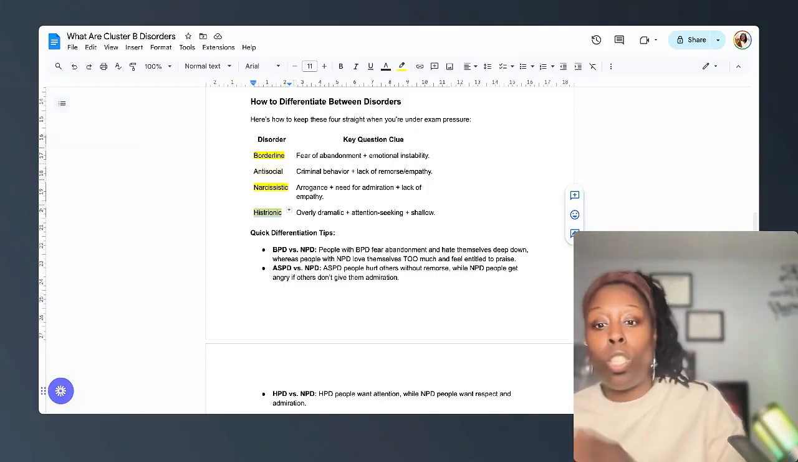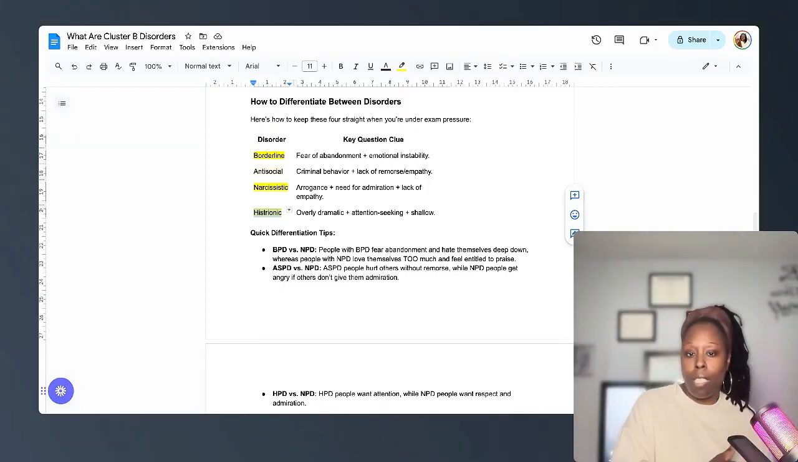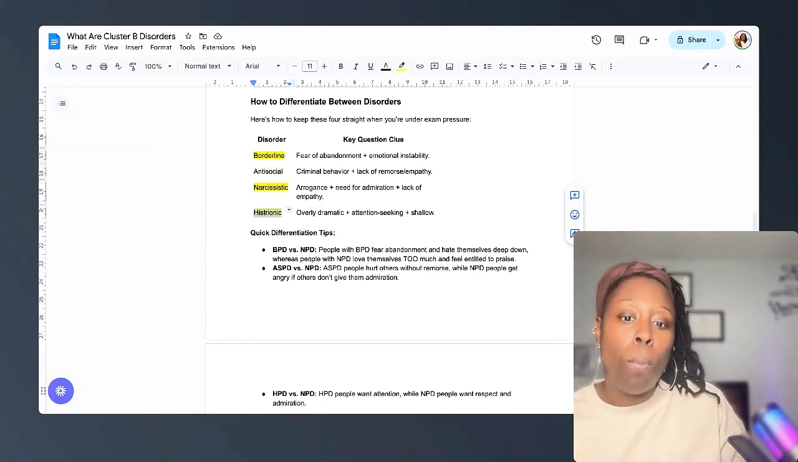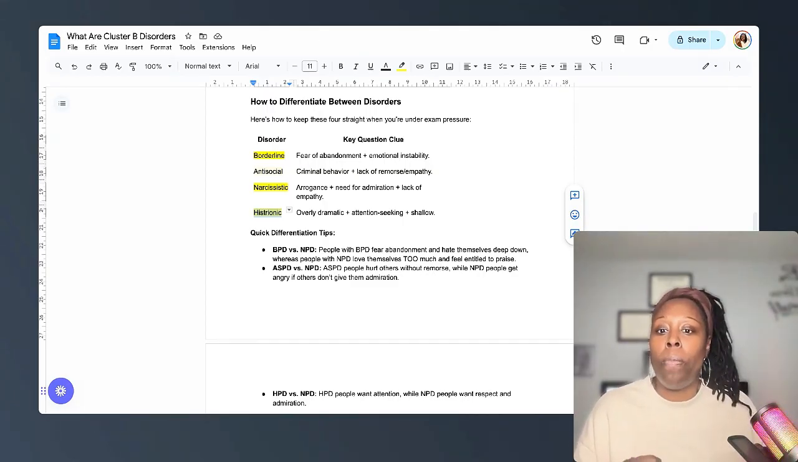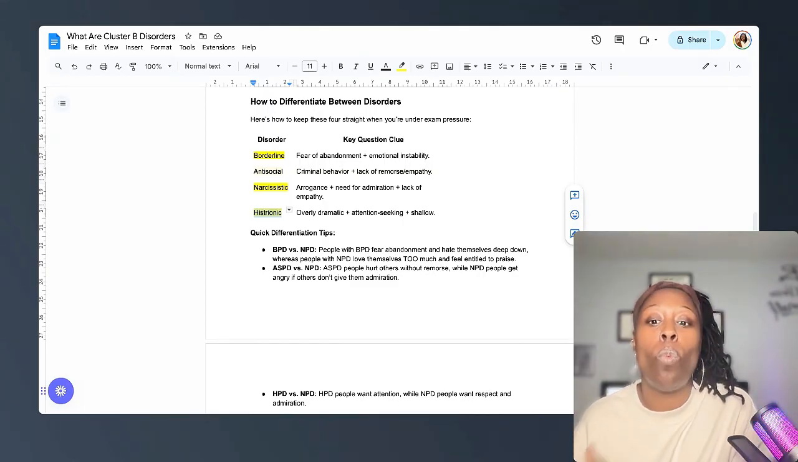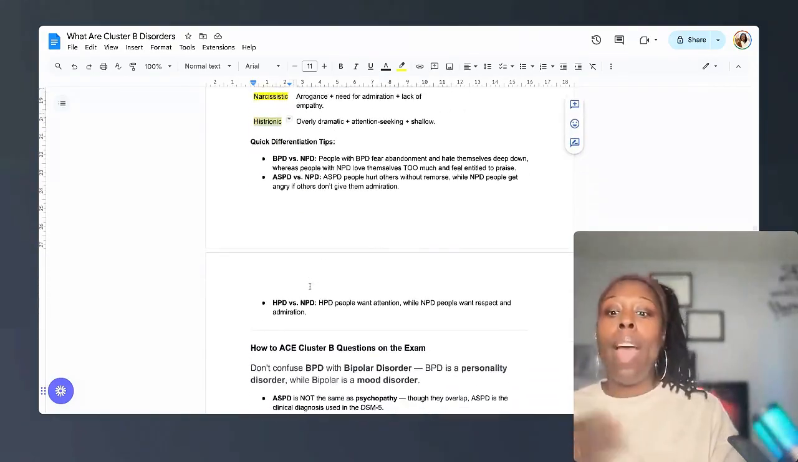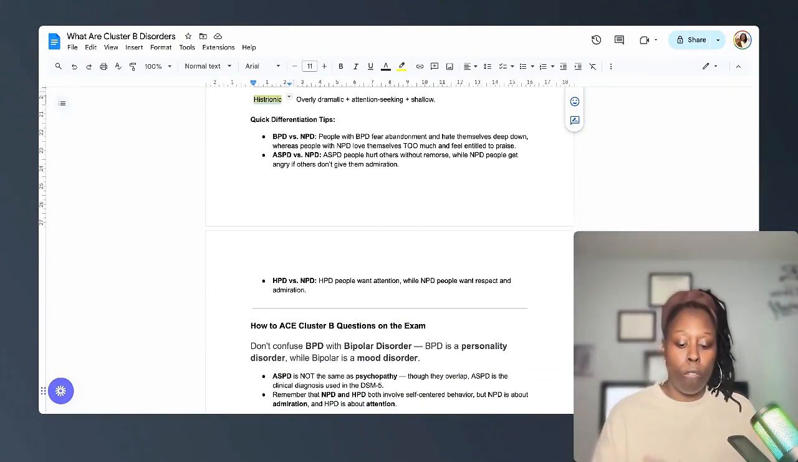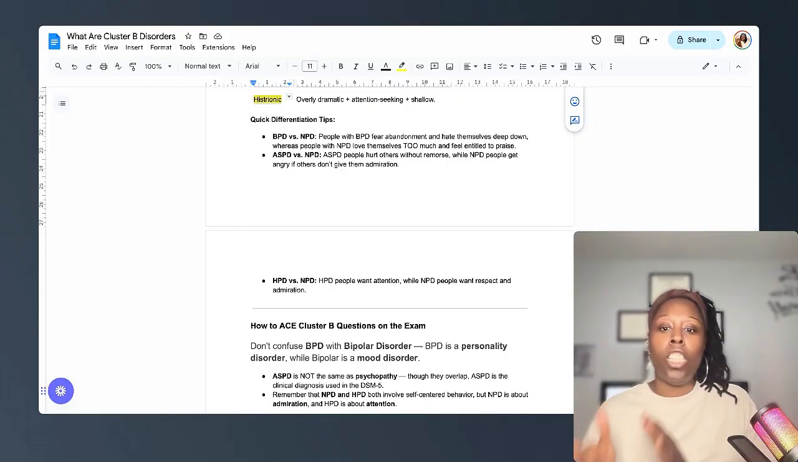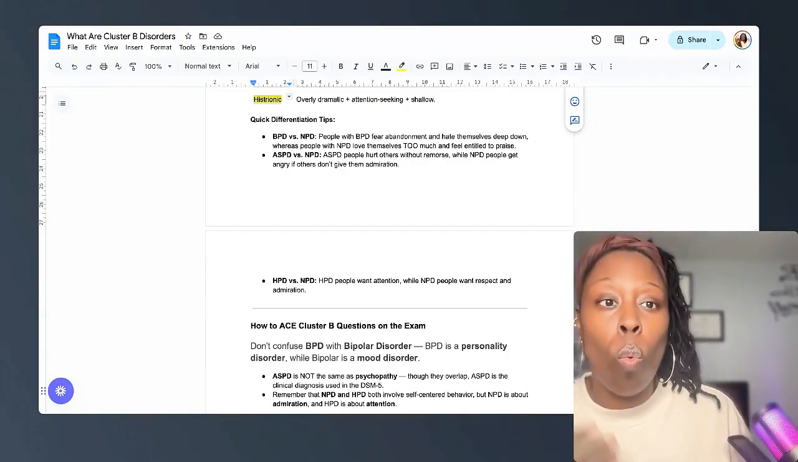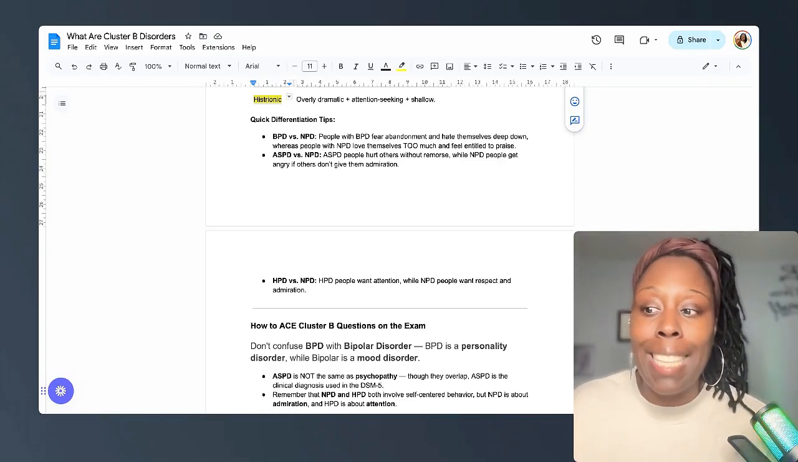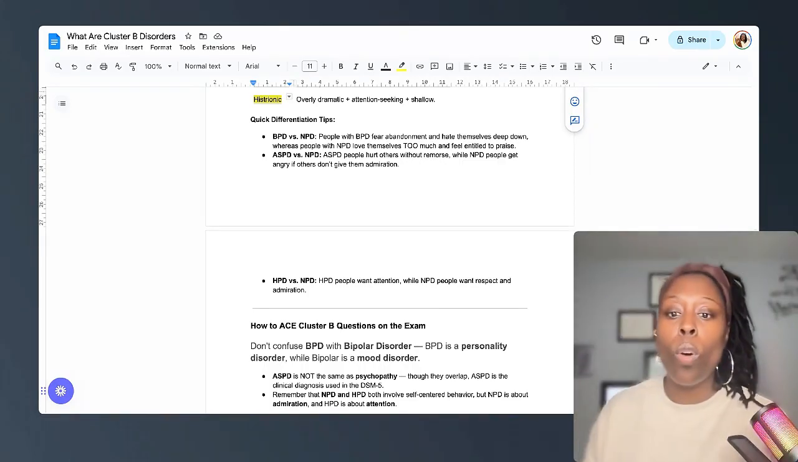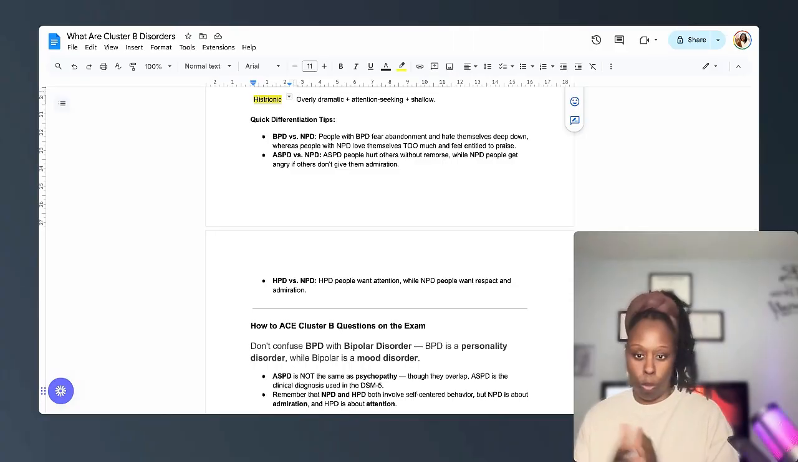Then you have the antisocial personality disorder versus the narcissistic. Antisocial people hurt others without remorse, while narcissistic people feel angry if others don't give them the admiration that they're wanting and longing for. Then you have the histrionic personality disorder versus the narcissistic. The histrionic people want attention, while the narcissistic people want respect and admiration. So those are 2 ways to kind of differentiate between the two.